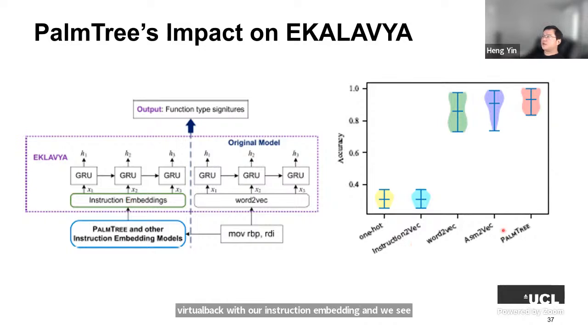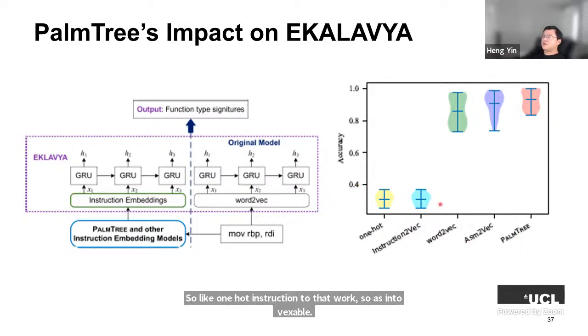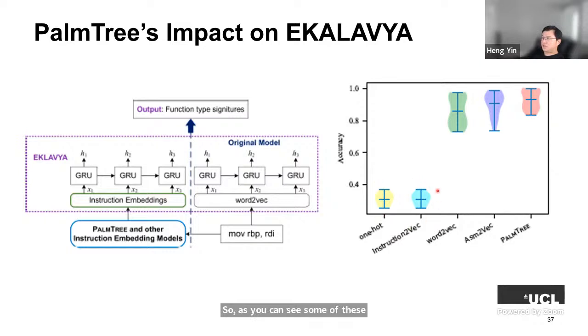Of course, we also tested some other embedding approaches, like one-hot, instruction2vec, ASM2vec, and so on. As you can see, some of these embeddings perform really poorly, like one-hot and instruction2vec. Word2vec performs okay, but it's worse than ASM2vec. Again, ASM2vec is worse than PalmTree. So again, you can see that with a better instruction embedding, the downstream model's performance can be further improved.